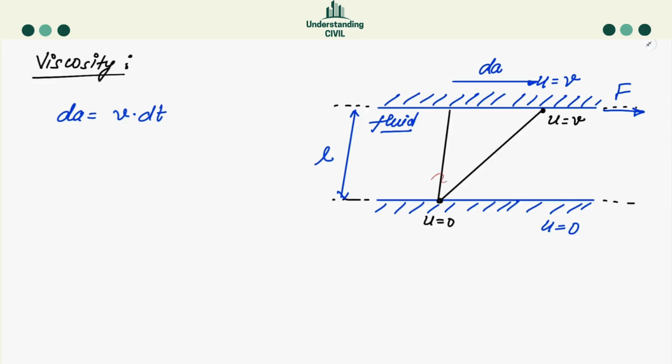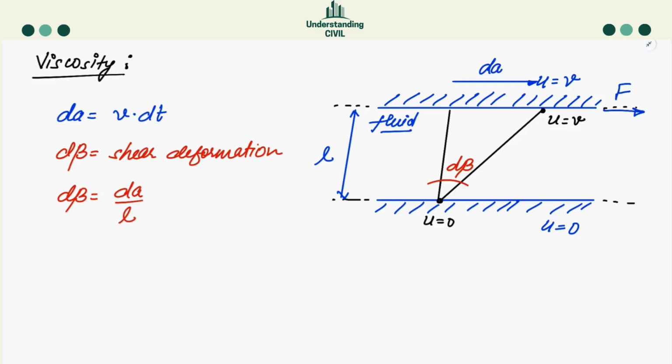The angle which it would have formed over here is, say, for a small time dt, the deformation was d beta. This is a quite known value, which we call shear deformation. So d beta is actually your shear deformation. If I want to write d beta, how can I write it? I can write it as dA upon L. You can just understand that d beta is very small, and d beta can be written as tan d beta. So tan d beta is dA by L.